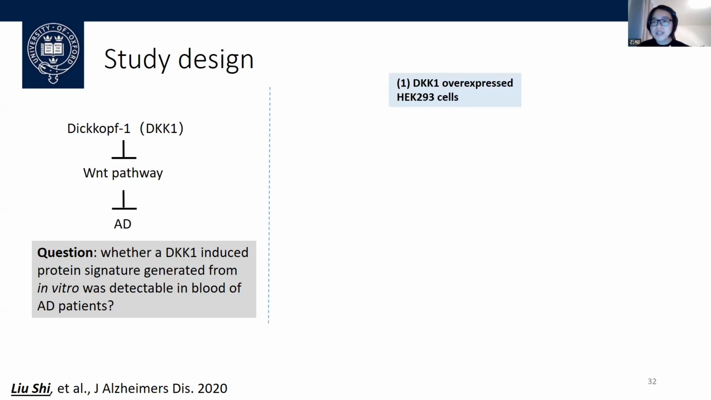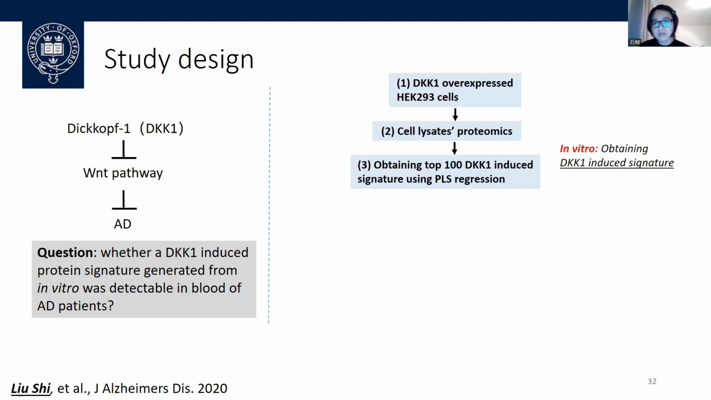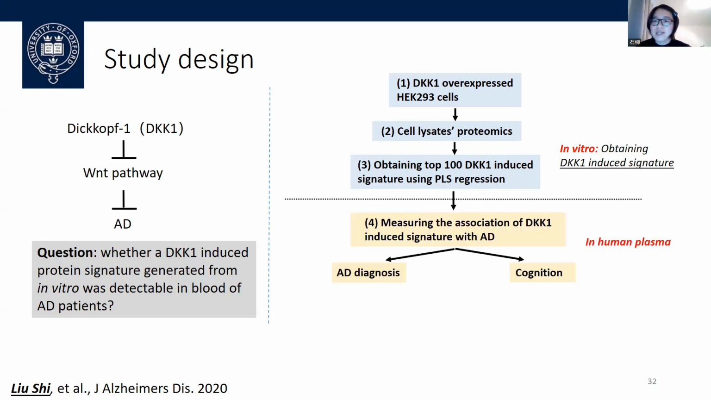To do this, we first overexpressed DKK1 in HEK293 cells. We then collected the cell lysates and did a proteomic analysis. Using PLS regression, we obtained the top 100 proteins representing the DKK1-induced signature. So that's the signature we obtained in vitro. We then tested whether this signature was also associated with Alzheimer's disease patients in human plasma.